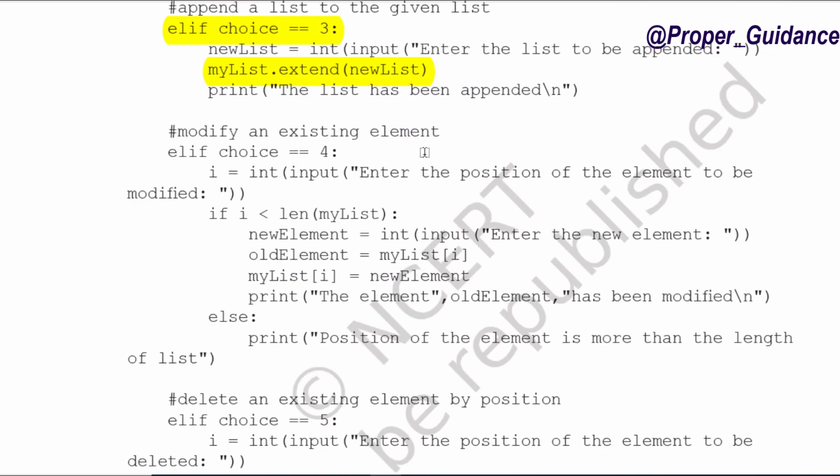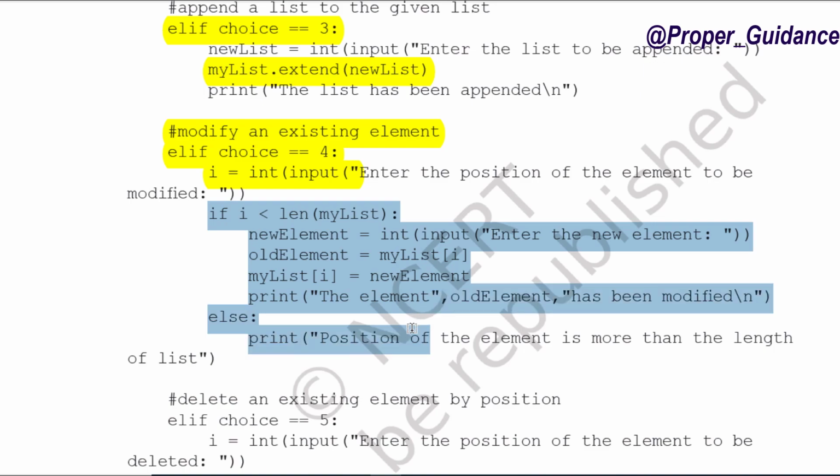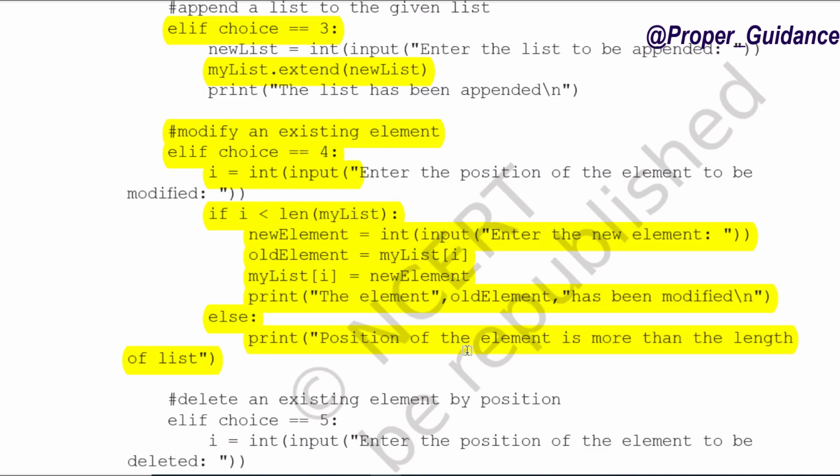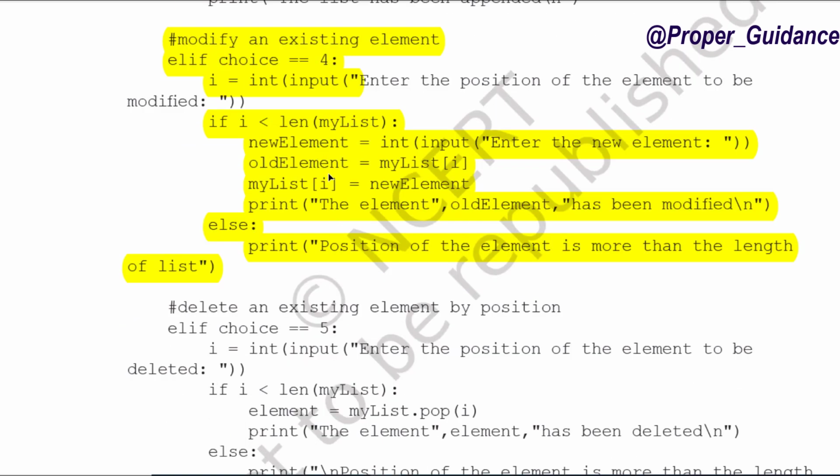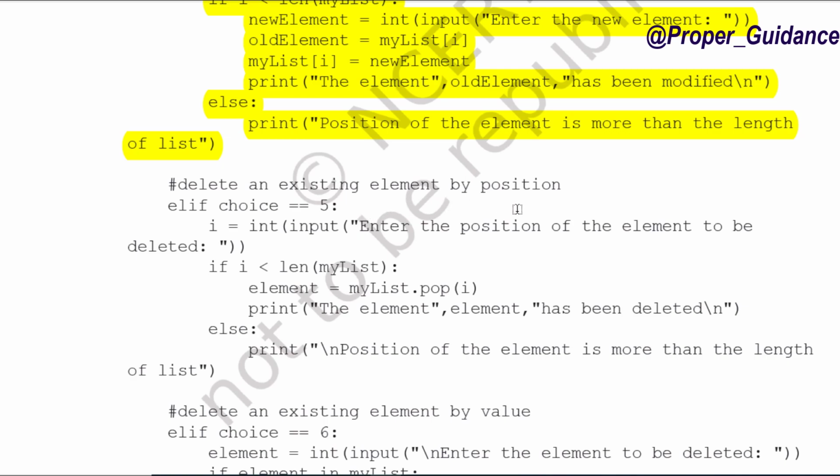Modify an existing element. Else if choice 4, input the position of the element. If i is less than the length, we have to get this entire line: mylist[i] equals new element, and print the element. Then, delete an existing element by position. By position we have to delete something.